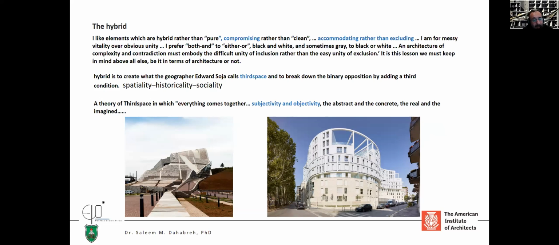An architecture that hints at the classical, but it's not classical. It hints at modernity, yet it is not modernity, it is highly contemporary. So the ability to combine different elements to reflect different identities is called the hybrid. It reflects Soja's third place or third space. How can you be subjective and objective at the same time? How can you be abstract and concrete? How can you be real and imagined? This is called the hybrid.